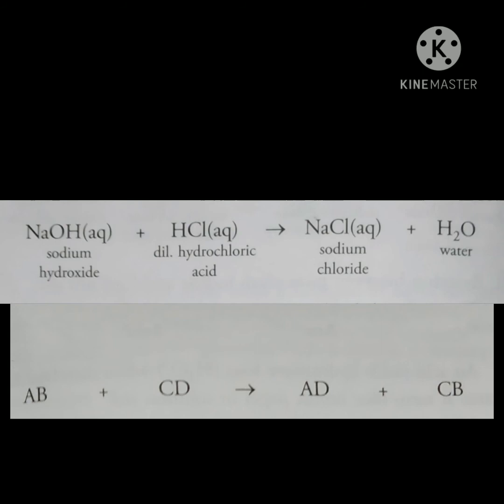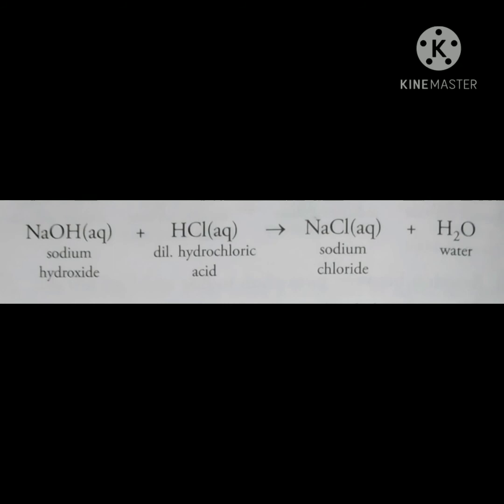Here, two atoms of hydrogen. There was only one atom of hydrogen. Now it becomes two atoms of hydrogen because B was OH. So here also it follows the general formula of a double displacement reaction, only that it is an acid and a base reaction, so it is called a neutralization reaction.